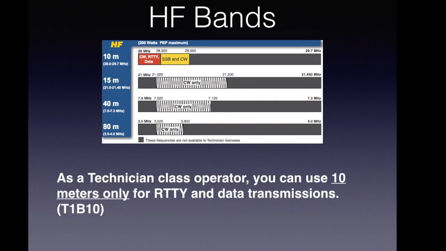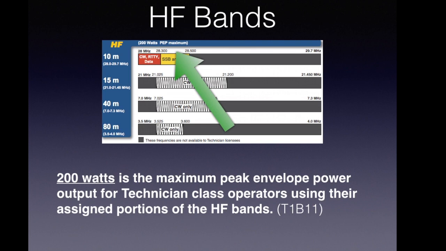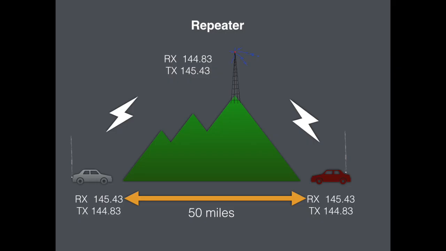Now with your technician license, you can only use 10 meters for RTTY or data transmissions in the HF bands. And in the HF bands, you're also regulated on the maximum power output that you can have. You're limited to 200 watts on the 10 meter HF band, as well as 15 meter, 40 meter, and 80 meter for CW. So it's time that we introduce a concept, and that's the concept of repeaters.